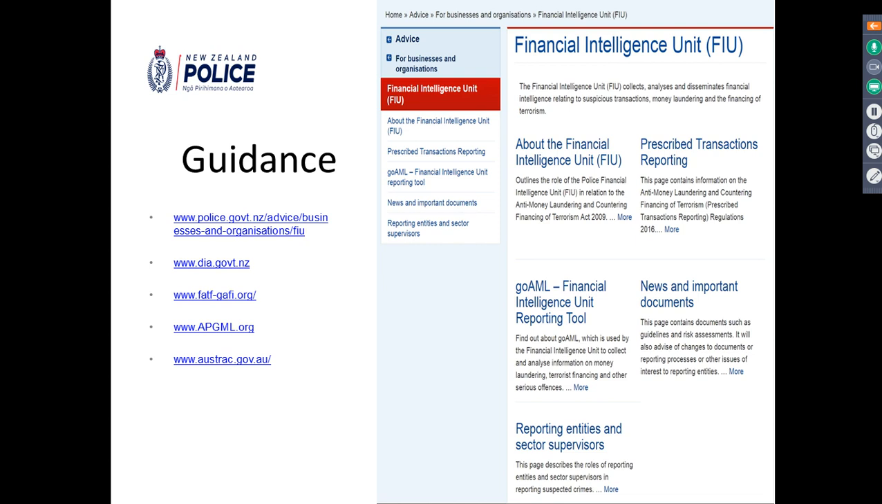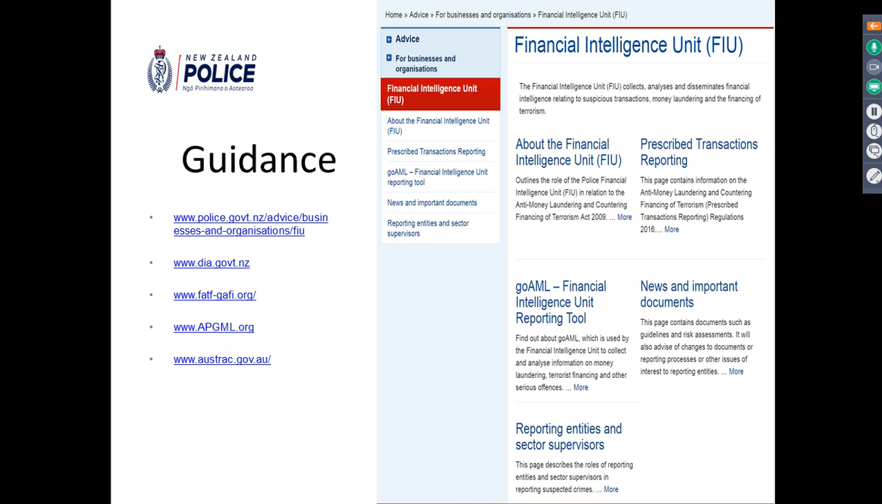There are three ways that prescribed transactions can be reported to us. One is manually, one is through an XML upload that is automated to a certain extent but does require human intervention, and thirdly, the business-to-business platform. Have a look at this website, have a look at the number of reports you think you're going to need to file, and that should step you through which one is most appropriate for you.